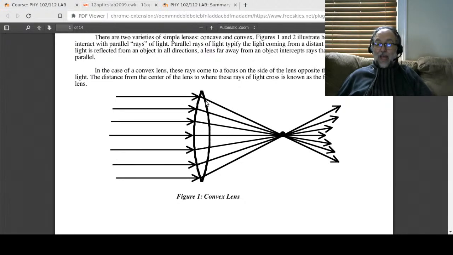They actually refract again when they exit, but because of the shape of the lens, the overall effect for the convex lens is to take all of the rays and bend them so that they pass through one point there, okay? So this is how a convex lens works. If these rays are coming in parallel, for what's called a thin lens or a simple lens, they will all bend and pass through one particular point, and the distance from the middle of the lens to the focal point is known as the focal length of that lens, okay?